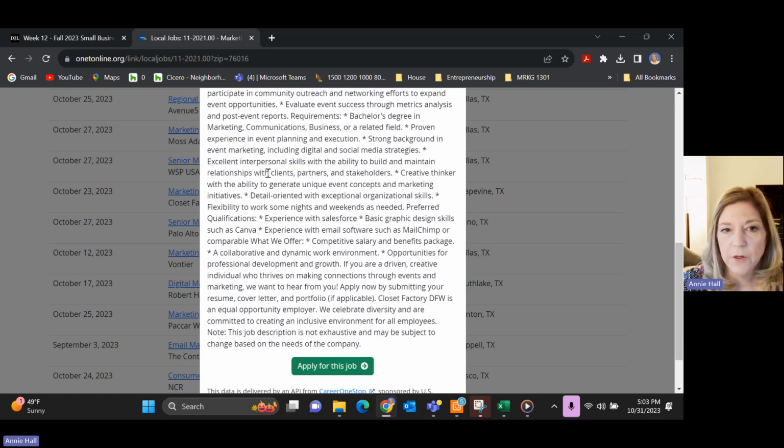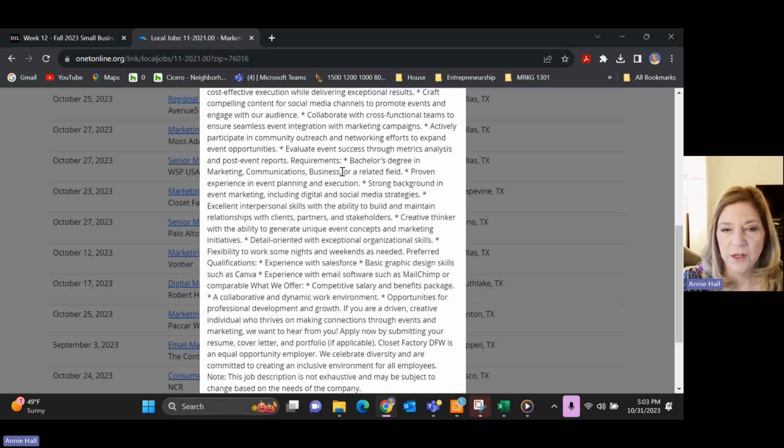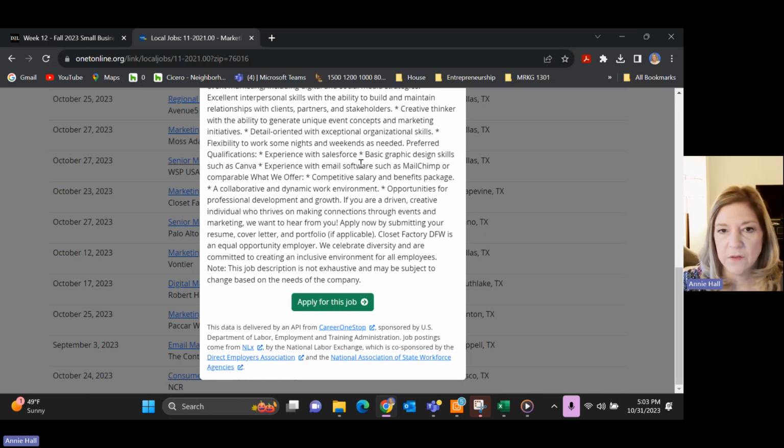And then here, excellent interpersonal skills with the ability to build and maintain relationships with clients, partners, and stakeholders, creative thinker, detail oriented. So these are the skills they're looking for. And remember, we had a whole list of skills. Then they go in and they describe what the work environment is like, right? Remember, they wanted to be able to use their creativity and work autonomously. And here, this is a collaborative and dynamic work environment, opportunities for professional development and growth. If you are a driven, creative individual who thrives on making connections through events and marketing, we want to hear from you. So you get the idea.